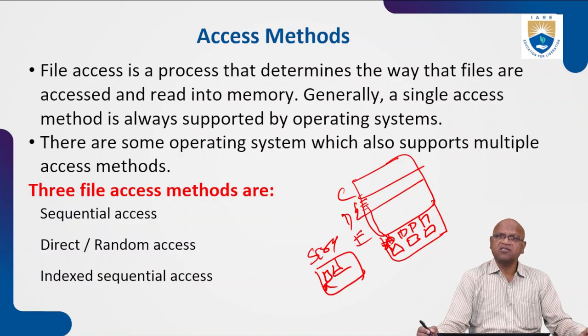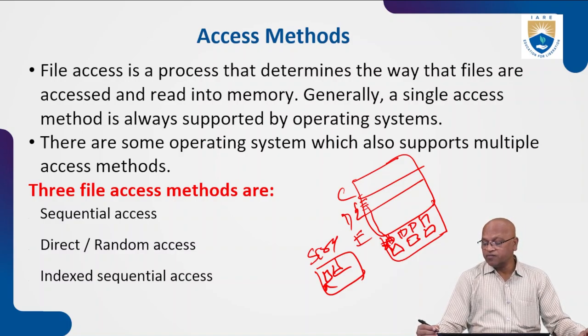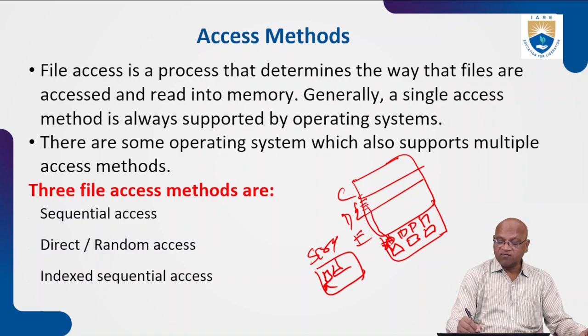File access is a process that determines the way that files are accessed and read into memory. Generally, a single access method is always supported by the operating system. There are some operating systems which also support multiple access methods. So this is a procedure. Once the file is saved in the hard disk, information regarding where it is saved is stored in the file blocks, as already explained in the previous slide.